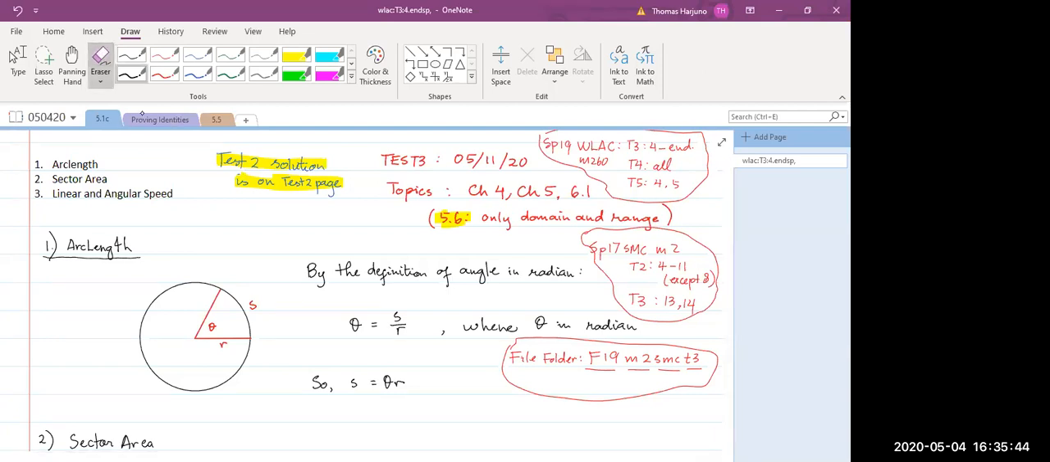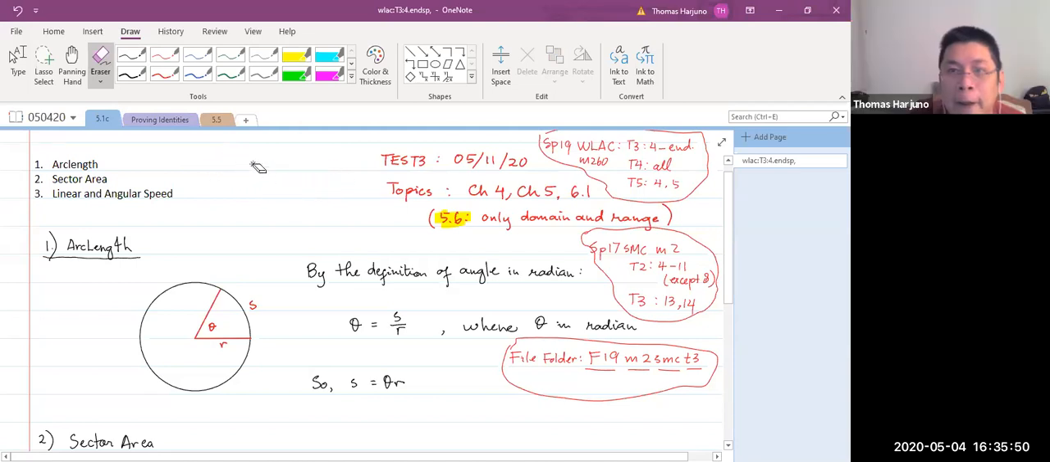Okay, let me erase that so that I don't have too much on this paper here. And then the old tests that you can study from for your test 3, I give it here. Now let's start with 5.1c. Let me finish up this section.